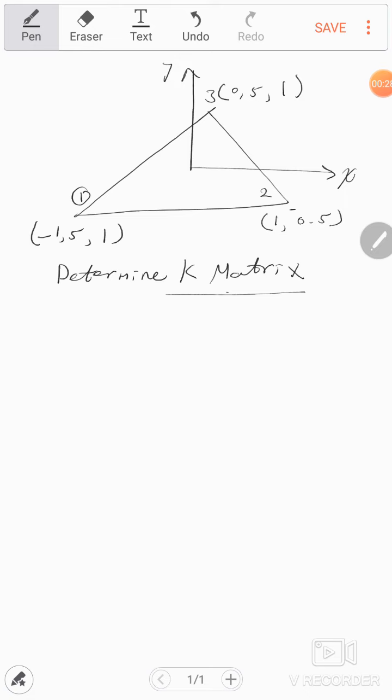three nodes. Node number 1 is minus 1.5 on the x direction, and 1 on the y direction, and same with the element number 2 and element number 3. Each node has x and y direction, or displacement of this element.